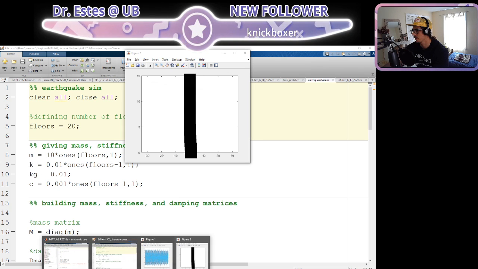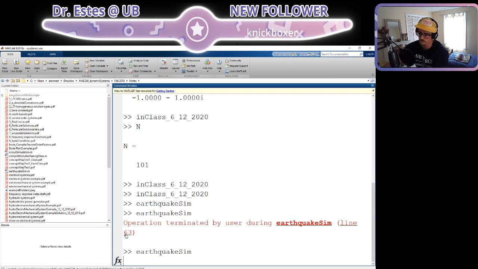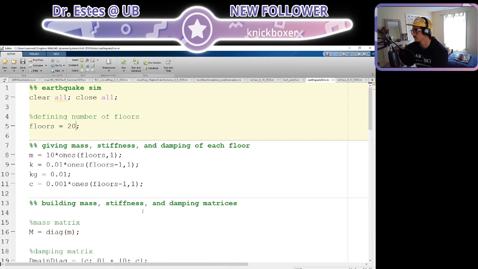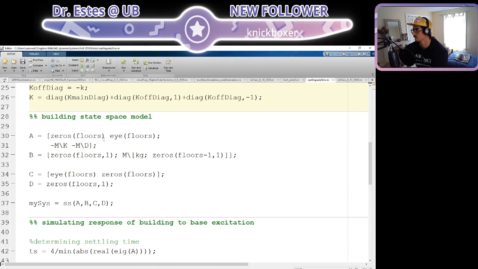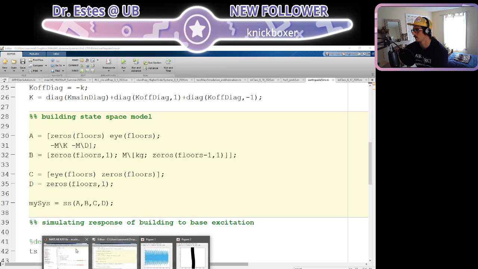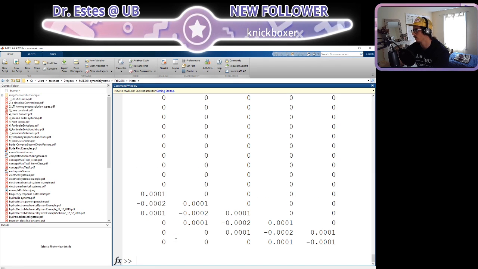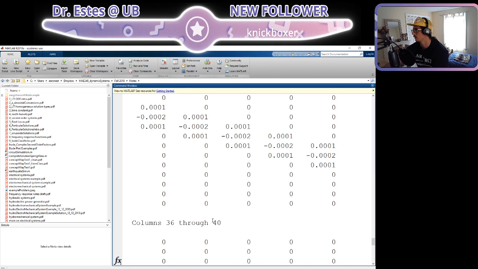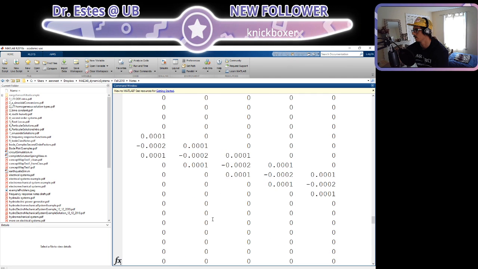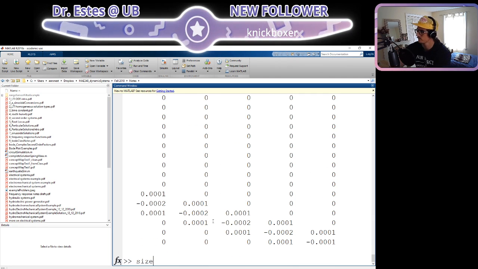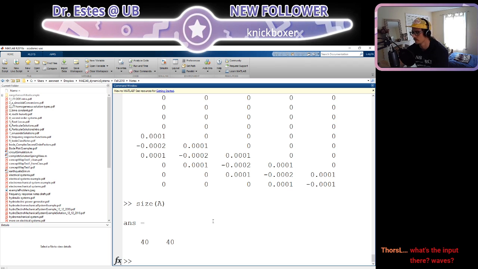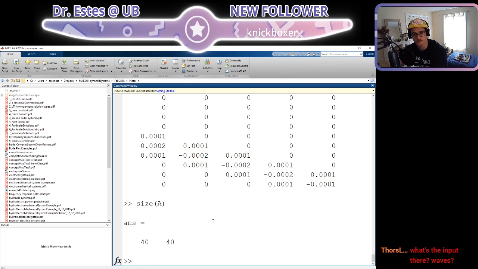Do you guys want to see what the A matrix looks like for this? Well, what's the size of it? 40 by 40. What's the input there? Yeah, I'm just doing a sinusoidal input to the first floor.